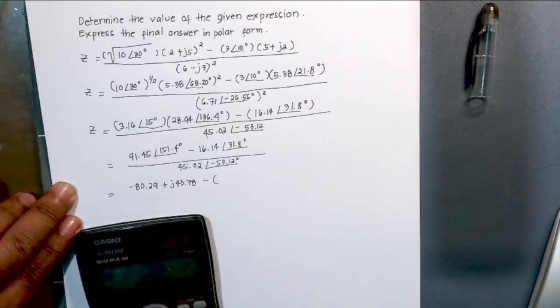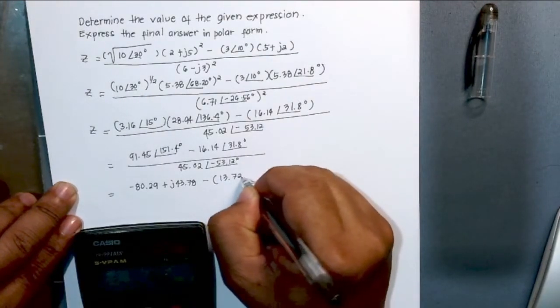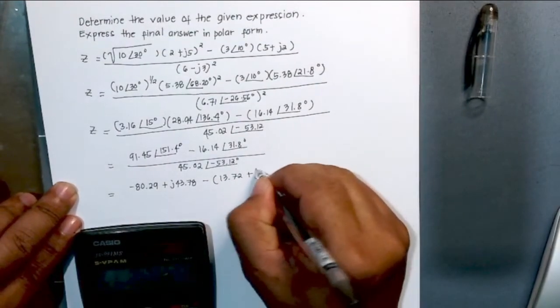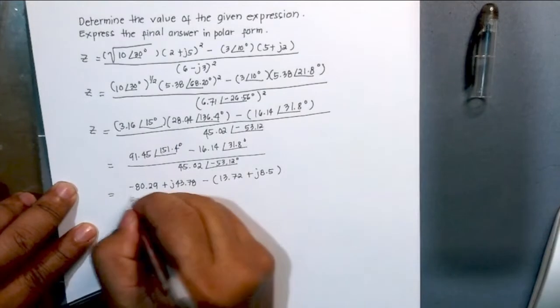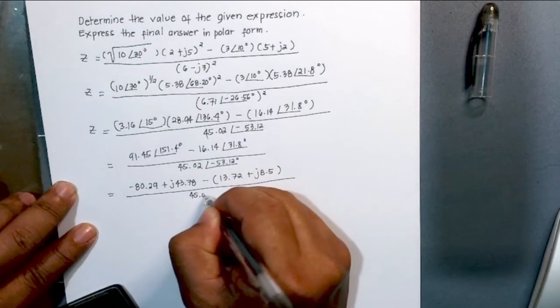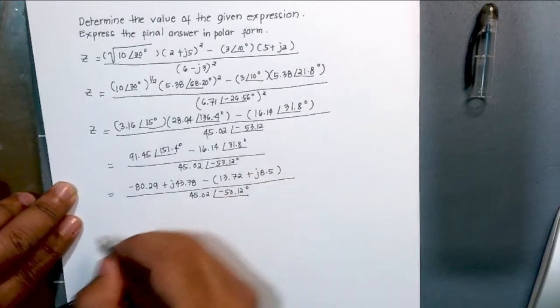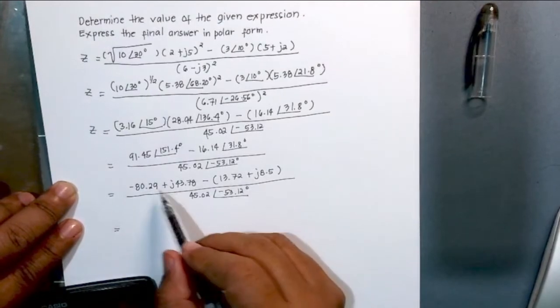Minus, okay, so again a rectangular form, so that is 16.14 comma 31.8 equals, so that is 13.72. Okay, the other part is plus j8.5, divided by, I have just to copy this one, 45.02 cis of negative 53.12 degrees, okay, equals, so I can now solve this one.